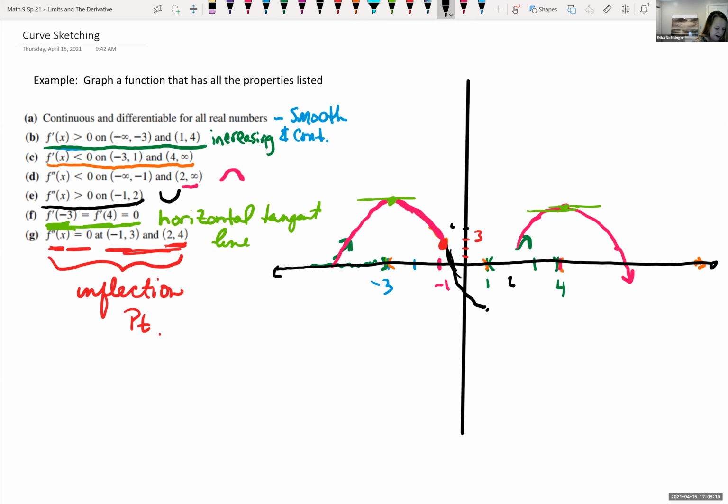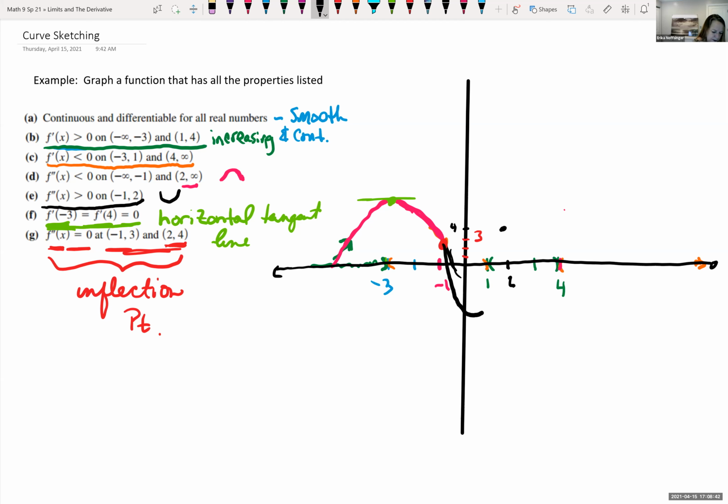Okay, so this would be 4 up here and 2 is right here. So at (2, 4), I have to hit a point. So let me just kind of change my shape a little bit. Okay, so we have to come back down.